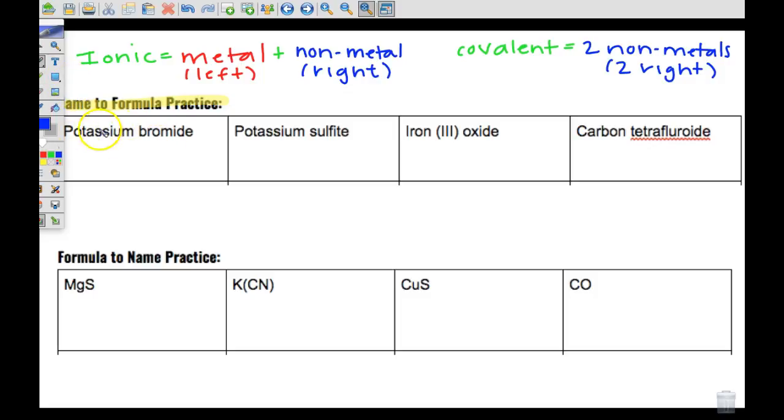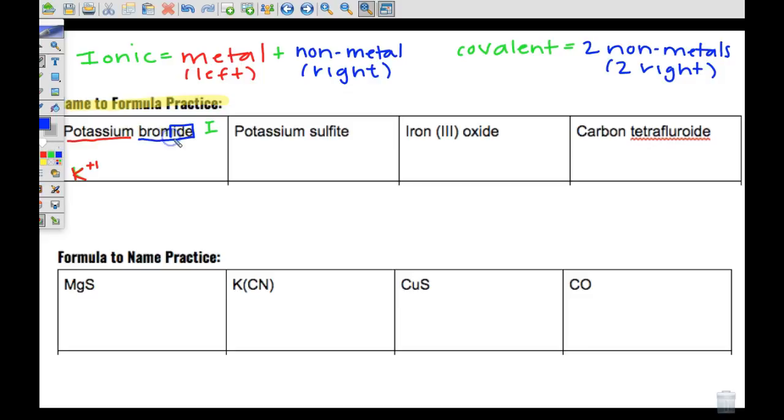So in my first example, I look at the first element, which is potassium. And after looking at my periodic table, I see that potassium is on the left side of the periodic table, which means it's a metal. So potassium is a metal, and because it's a metal, I know I have an ionic compound. So going from name to formula, I'm going to look at the first element, and I'm going to write its symbol, but also look up its oxidation number, which I should have written on the top of each group on my pink periodic table. Because potassium is in the first column, it has a charge of +1.